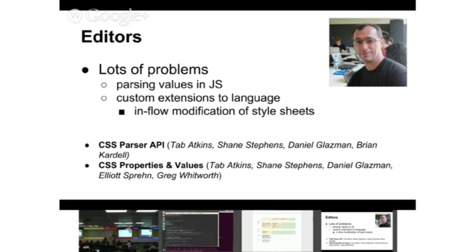It might be something simple like 40 pixels, or it might be something complicated like a linear gradient function. And you need to parse that into something that you can use, where you can pull out the bits and see what's in there. And you're on your own, right?